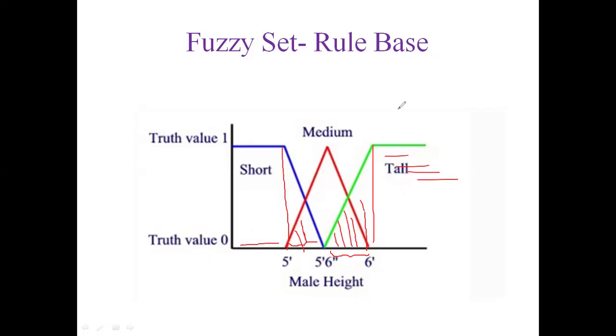So this is the rule base. In this rule base we have to define the exact values, the range for medium, the range for tall, and the range for short, so that this is formed as a fuzzy set rule base. I hope you understand how to frame the fuzzy rule base.